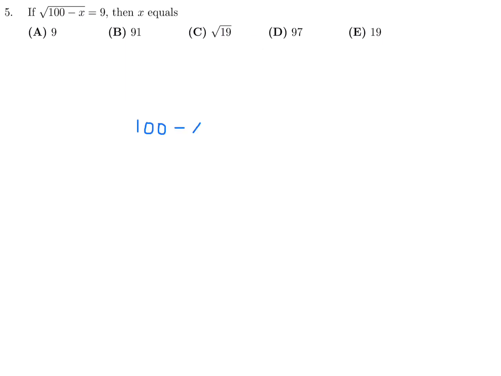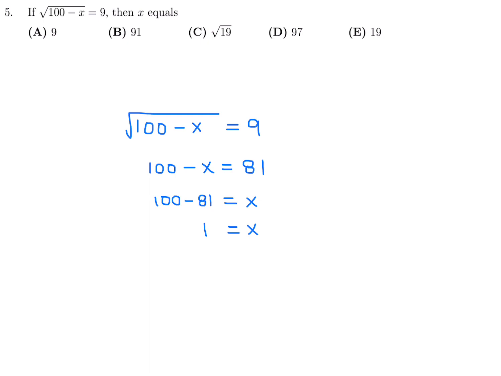The square root of 100 minus x is equal to 9, and we have to find x. So first thing, square both sides, and if you do, you get 100 minus x is equal to 81. And then we can bring the x over, and then bring the 81 over. So x is 100 minus 81, and therefore x is equal to 19. So number 5, the answer is E.